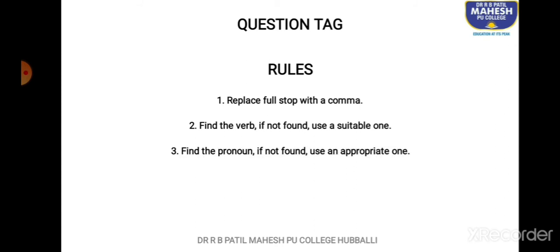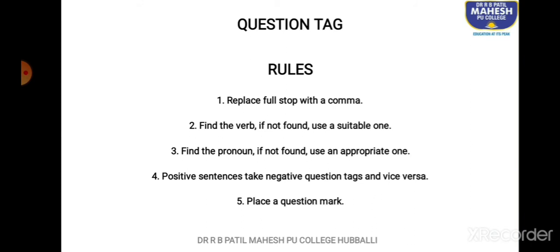The third one, find the pronoun. If not found, use an appropriate pronoun by replacing the noun that is mentioned. Positive sentences take negative question tags and vice versa. If the assertive sentence is in a positive frame of mind, then its question tag will be negative, and vice versa. And finally, place a question mark. So these are more of confirmational questions that we need to understand.